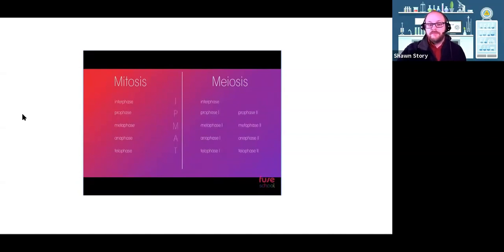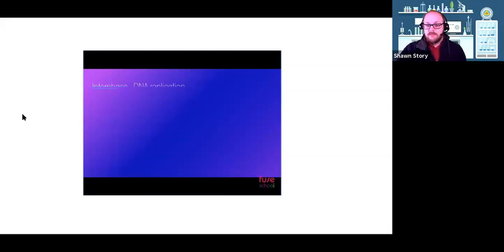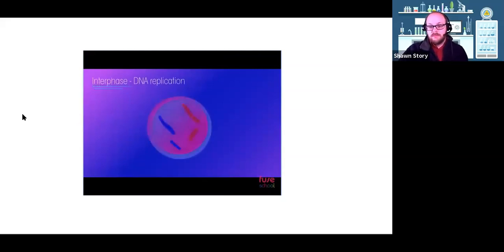The easiest way to remember these phase names is to remember IPMAT. So let's look at meiosis in more detail. As always, cellular division starts with a process called DNA replication. This involves making two identical copies of the original DNA molecule.